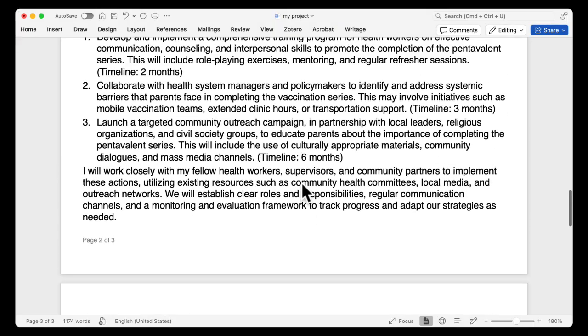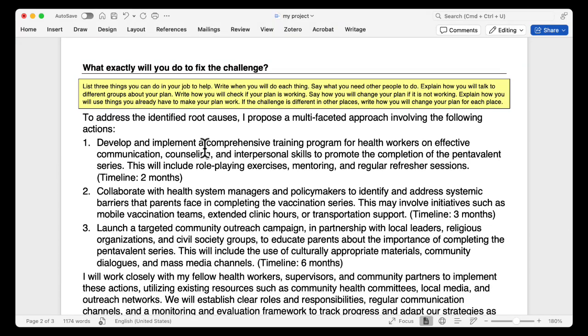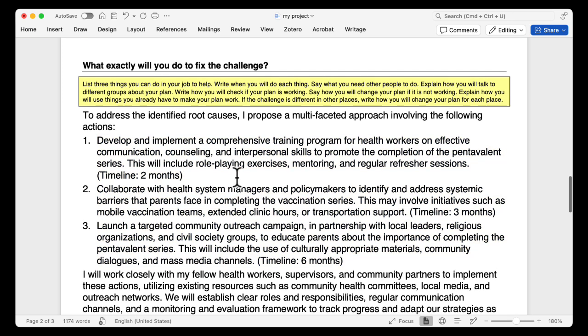So let me go back here and what am I going to do? So I have the 3 actions: develop and implement a comprehensive training program. So the question I would have as a reviewer looking at this work, I would say, well, this person is a community health worker. How are they going to develop and implement a comprehensive training program that does take resources, that takes training skills and experience? I would like to see here why and how the author believes they can actually do this.